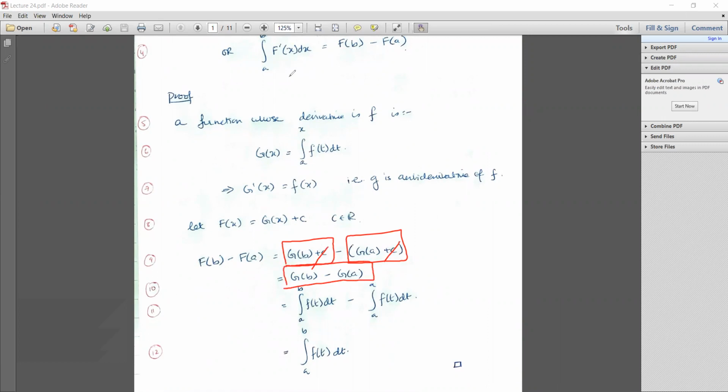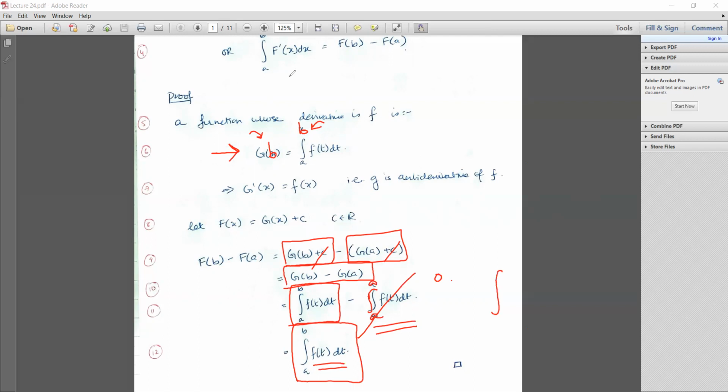What is G of b by definition? Just plug in b instead of x here. So that's the integral from a to b of f of t dt. And what is G of a? Again, plug in a instead of x in the expression for G here. So that's the integral from a to a of f of t dt. And this is 0 by definition. We're integrating a function from a to a. So this is 0 by definition. So we're just left with the integral from a to b of f of t dt. And that's exactly what we wanted to prove, right?